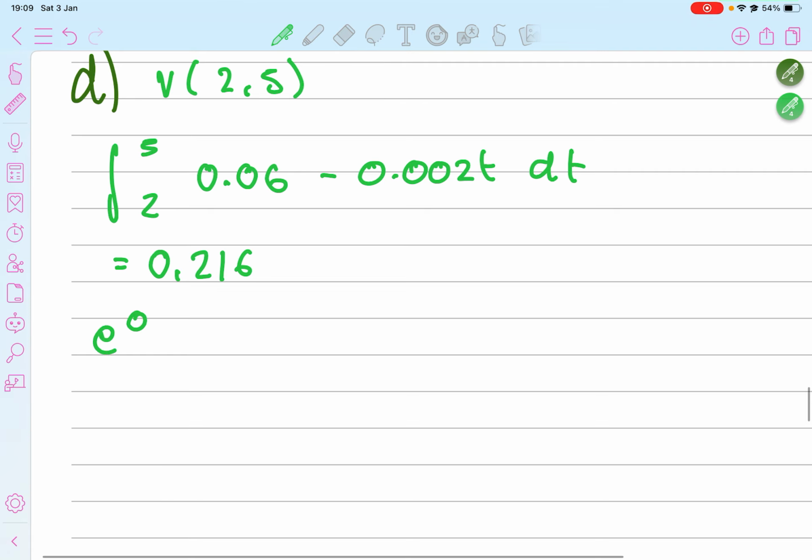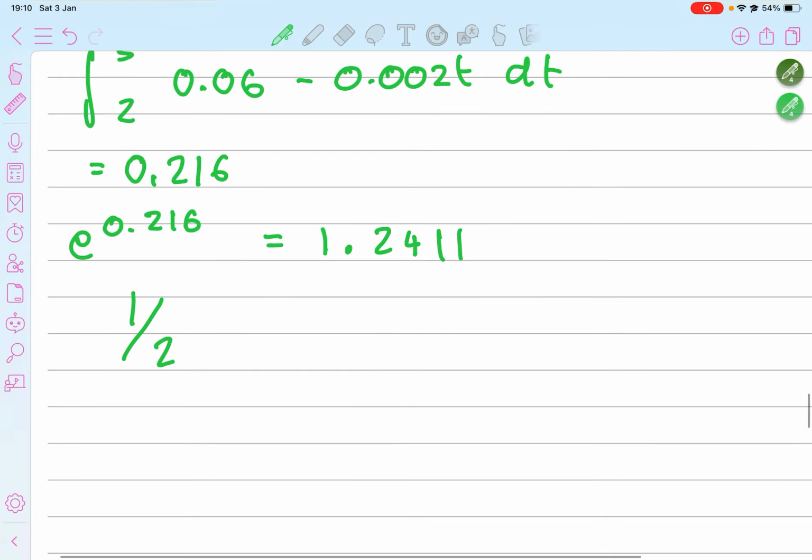And then you do the exponential of 0.216, equal to 1.2411, and then you'll do the inverse, 1 over 1.2411. Nope, I've done that wrong. That's so embarrassing.